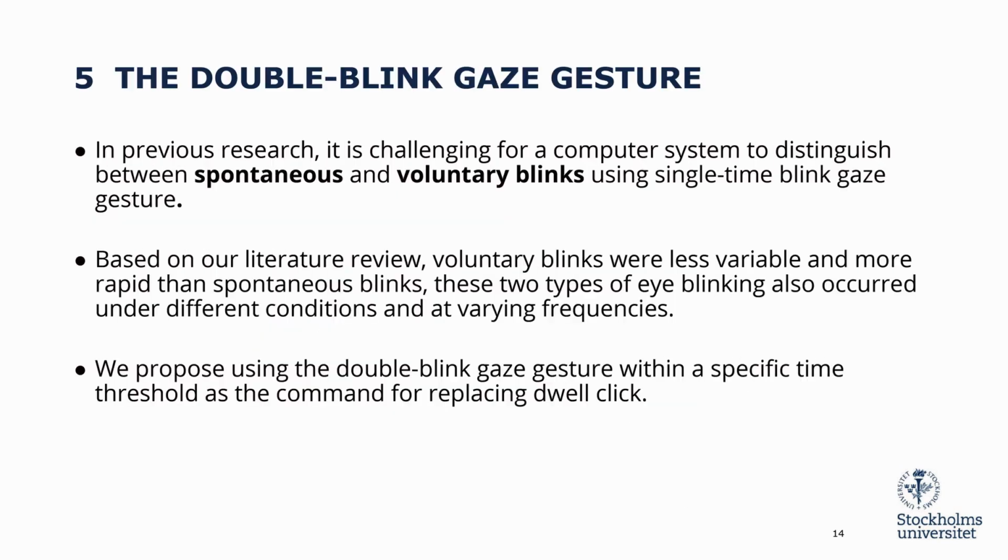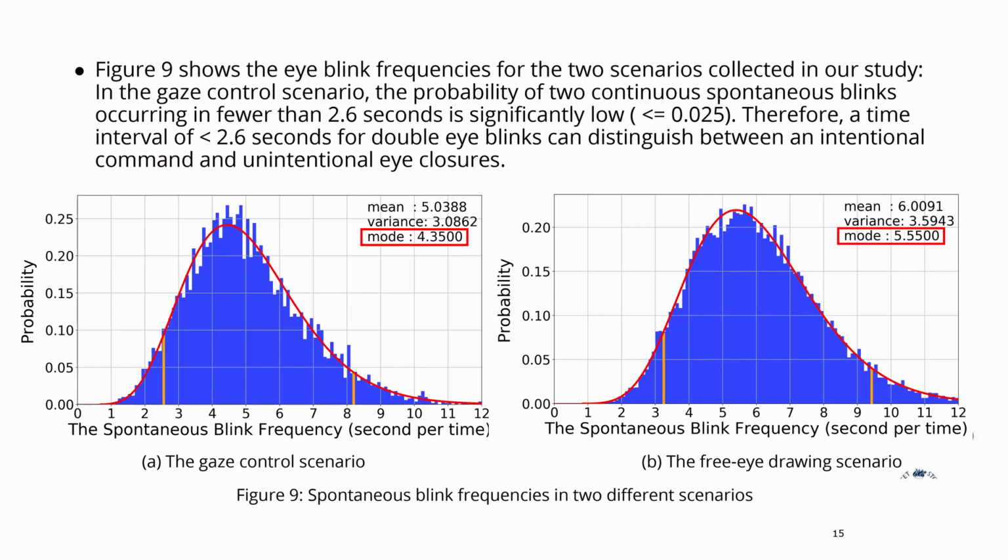We applied a novel double gaze blink gesture to exiting drawing, which has higher accuracy than a single blink gesture and higher efficiency than the dwell click. First, we examined the eye blink frequencies for the two gaze control scenarios. The probability of two continuous spontaneous blinks occurring in fewer than 2.6 seconds is significantly low. Therefore, a time interval of less than 2.6 seconds for double eye blinks can distinguish between an intentional command and unintentional eye closures.